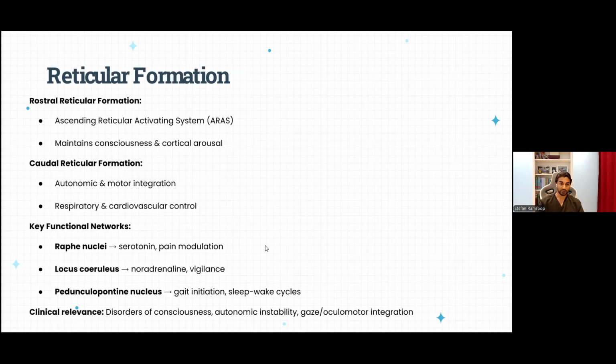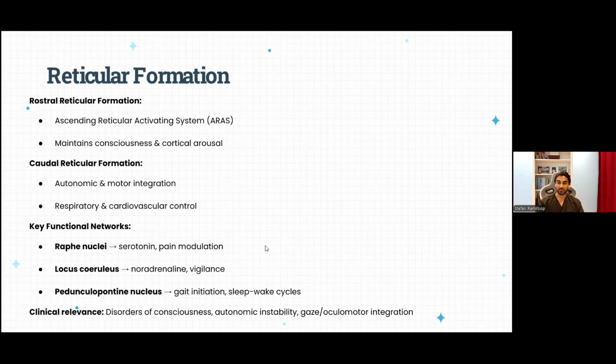So the reticular formation now, it's not a single structure. It's more of a distributed network that runs through the entire core of the brainstem. So the rostral reticular formation, centered in the upper pons and midbrain, gives rise to your ascending reticular activating system, or your ARAS. This system projects to the thalamus and cortex, and it's fundamental for consciousness and arousal.